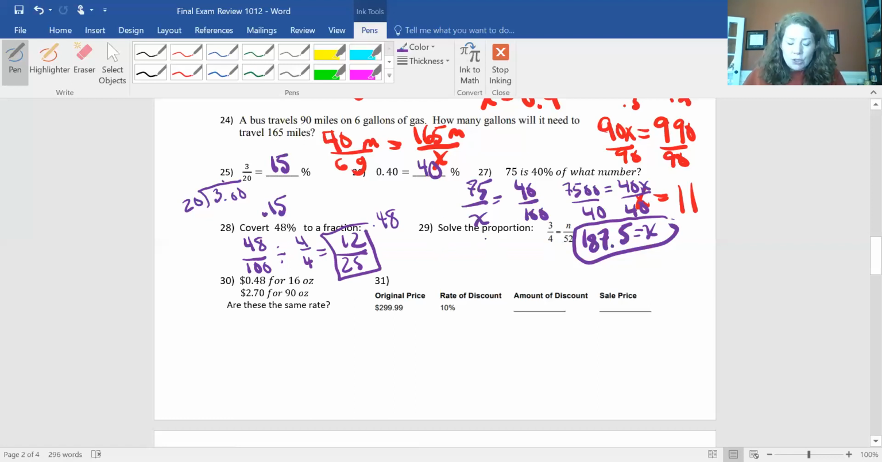Number 29, I'm going to cross multiply. 52 times 3 is 156. 156 is equal to 4 times n, which is 4n. So I'm going to divide both sides by 4. So 156 divided by 4 is 39. 39.